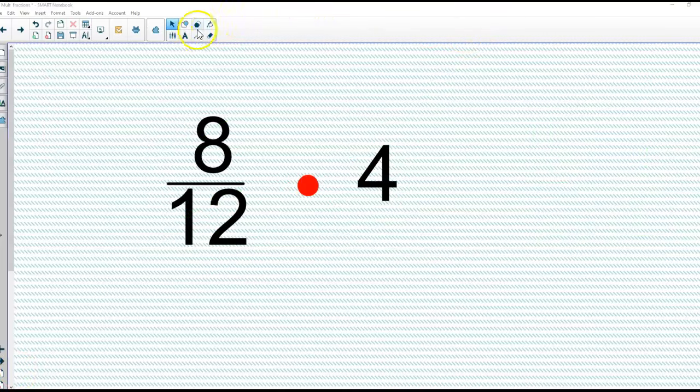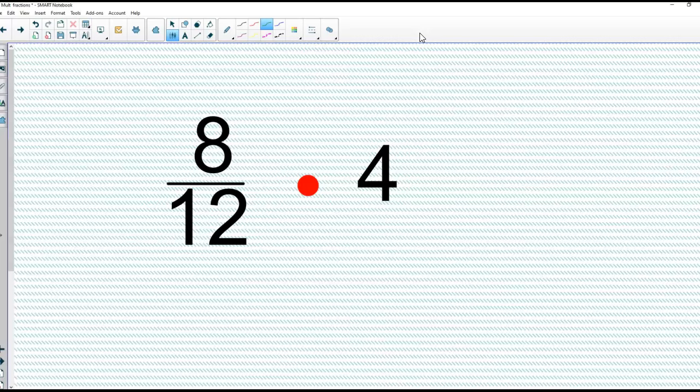Okay, guys, we have one last problem to look at here. And this one says 8/12 times 4. All right, so this one looks a little different from the other ones because we have a whole number here of 4 instead of a fraction. In order to multiply, we need to turn 4 into a fraction.